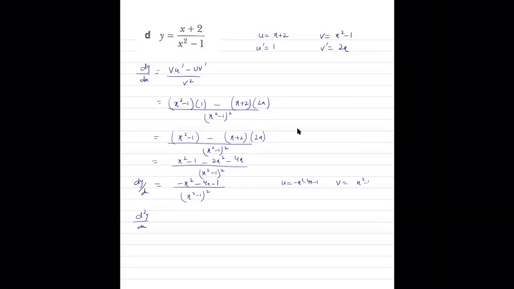Let u be... then u prime is going to be minus 2x minus 4. v prime is going to be 2x. The second derivative is (vu prime minus uv prime) over v squared. v is x squared minus 1. u prime is minus 2x minus 4, and u is minus x squared minus 4x minus 1. v prime is going to be 2x over v squared.